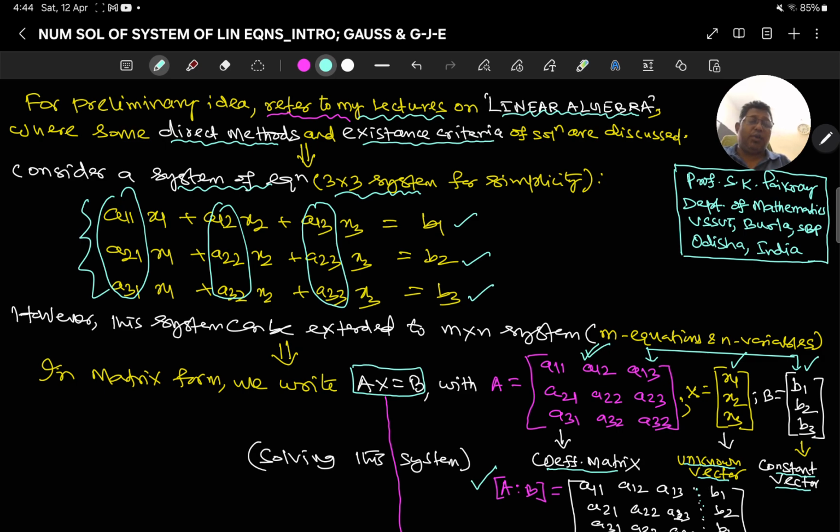to get the solution of the system. Okay, so now there are some direct methods as well as iterative methods, where the direct method will not work. Moreover, for large systems the iterative method will work.